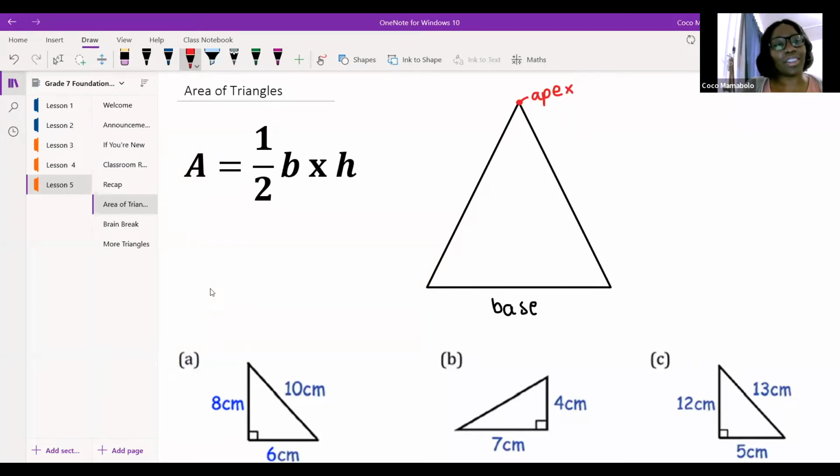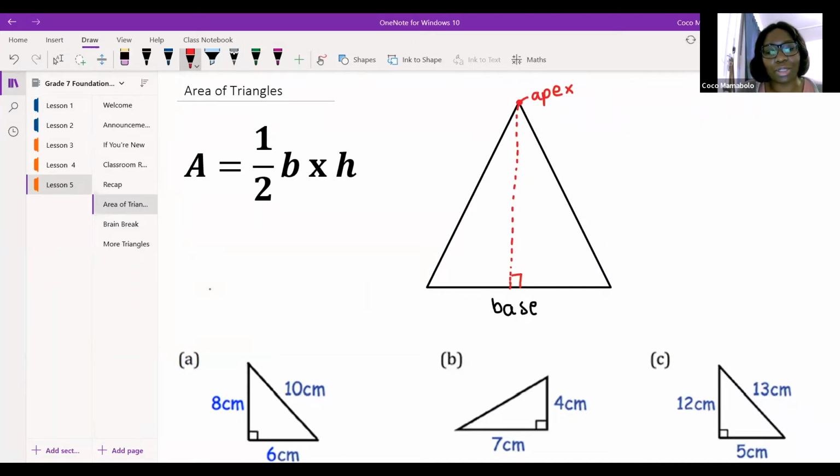Now, if I want to calculate the area of a triangle, I need to take the base and I need to look at the height from my apex, and I need to draw a straight line all the way from my apex to my base. And what this is going to create is that. Who can remind me, what does that little square at the bottom over there mean?